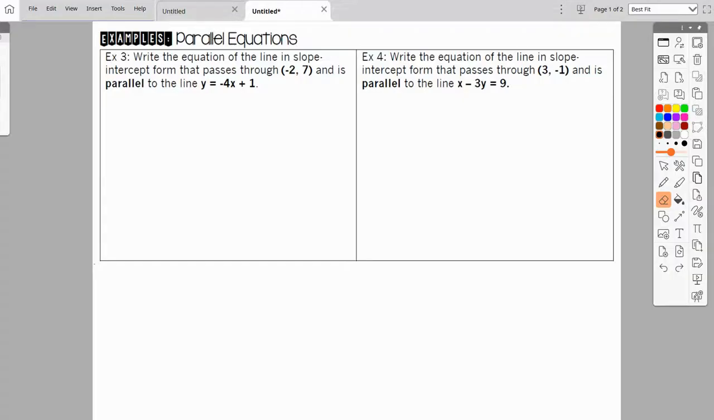In example number 3, I have writing the equation of a line in slope-intercept form that passes through the point -2, which we'll label as x1, comma 7, which we'll label as y1. And we have it being parallel to the line y equals -4x plus 1. So when I see it's parallel, I need the same slope as the given line. I'm going to pull the slope from the given line, which is my m value in front of x. That's going to be a negative 4. To make that slope parallel, I just keep it the same value. Perpendicular we'll look at later.